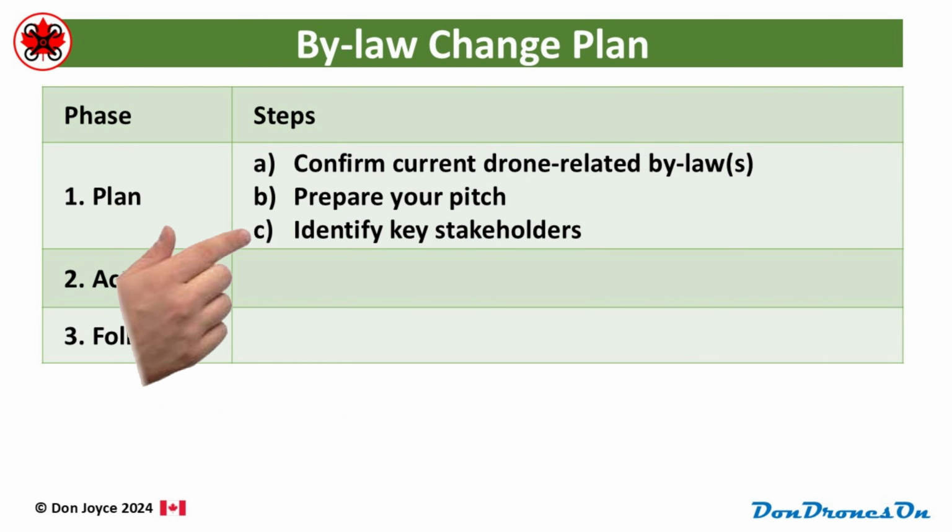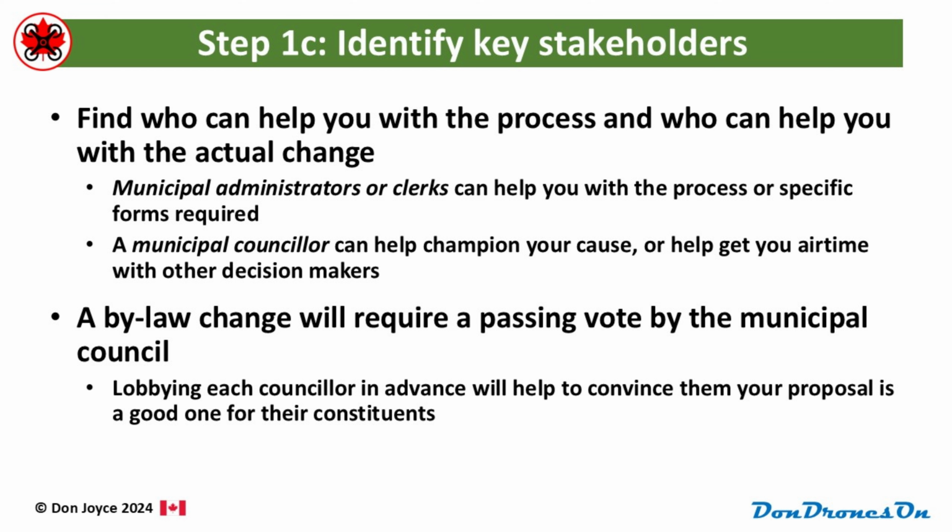The third and final stage in the planning phase is to identify the key stakeholders. These stakeholders will be people who can help you understand the process, and more importantly, the people who can decide to make the actual change. Municipal administrators or clerks can help you with forms or the steps you need to take to get on the agenda for a municipal council meeting. And remember, changing a bylaw will require a resolution to be passed at a council meeting. And I recommend you lobby each councillor in advance to ensure success.